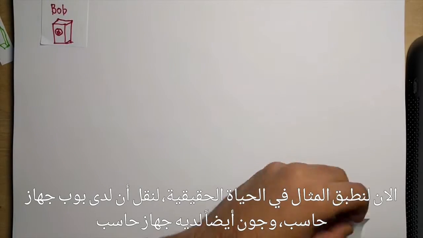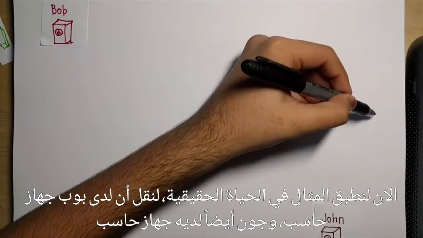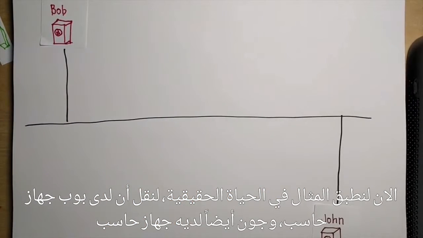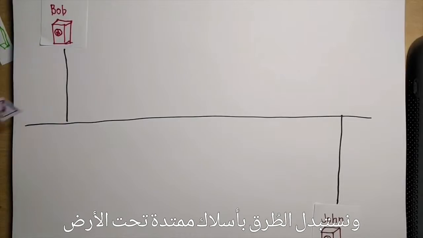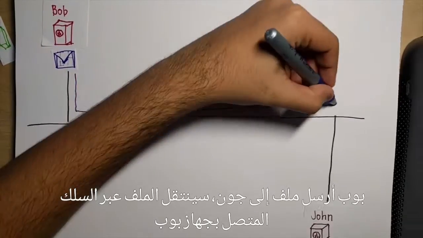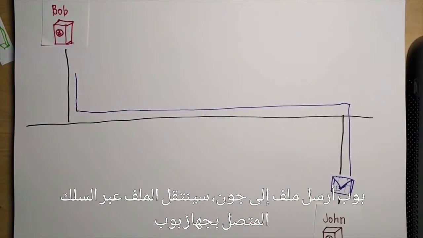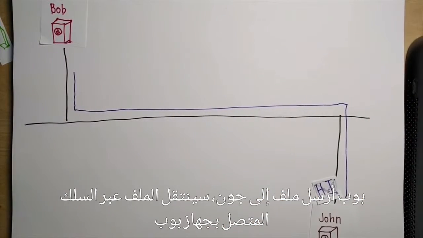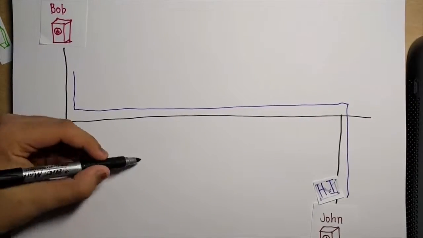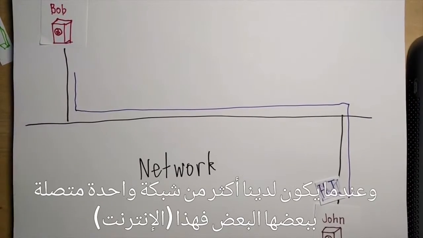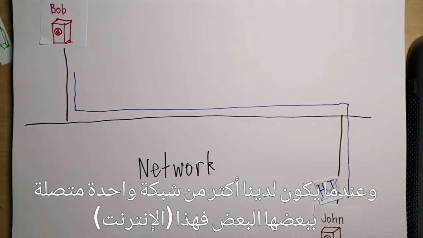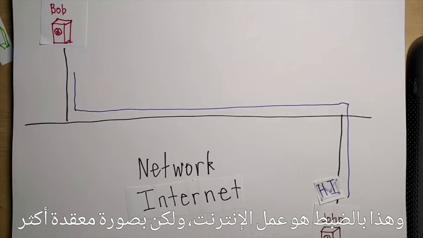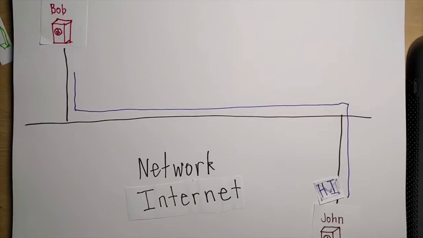Now, let's make this into real life. Bob has a computer, and John has a computer. Now, instead of roads, we have wires in the ground. Bob sends a file to John. The file travels through the wire, goes to John, and he sees that it says hi. This is called a network. When we have more than one network connected to each other, it's an internetwork, or internet. That is exactly how the internet works, but on a more complex level.